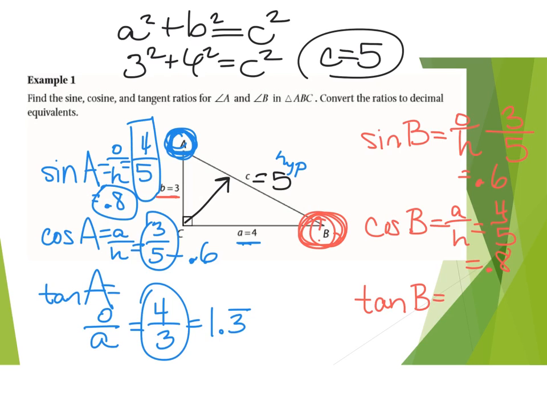Tangent of angle B is O over A. Opposite when I'm sitting at B would be this 3 over here. Adjacent would be the 4. 3/4. Probably don't even need a calculator for that one. 0.75.